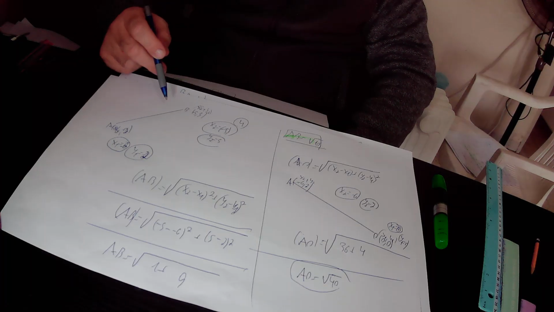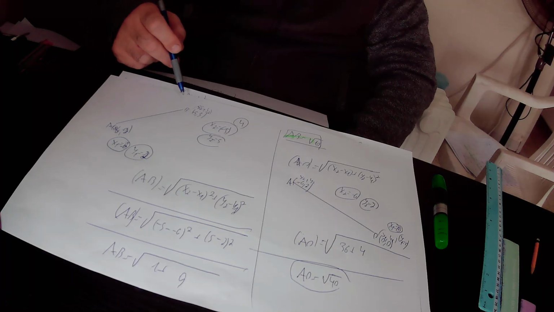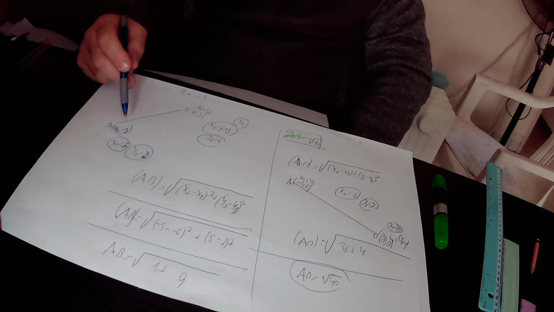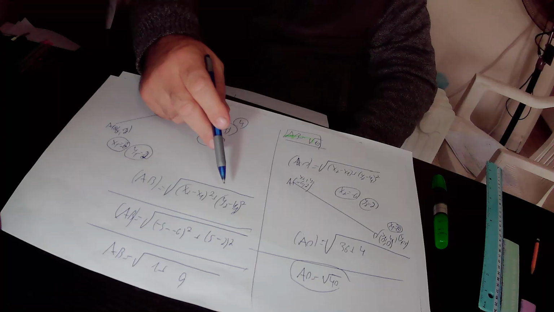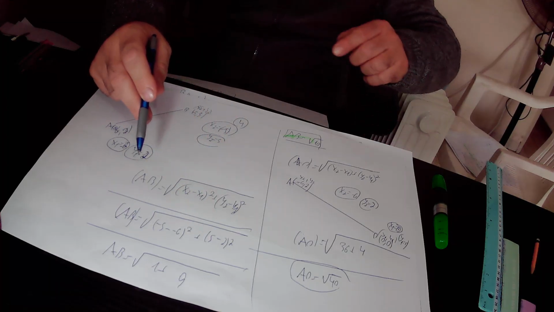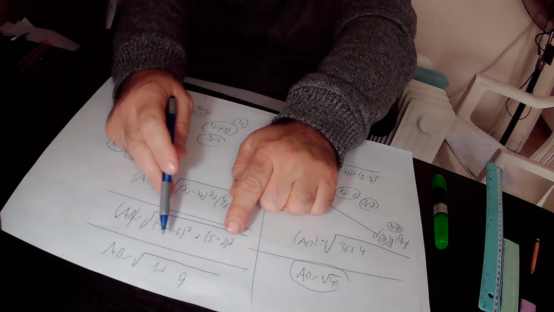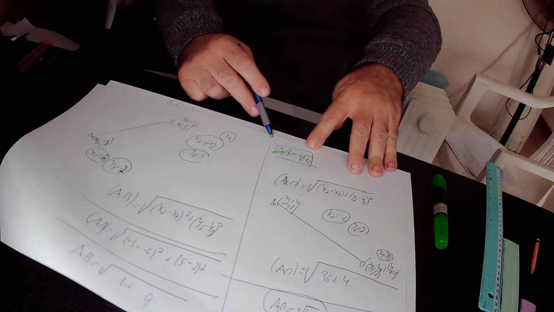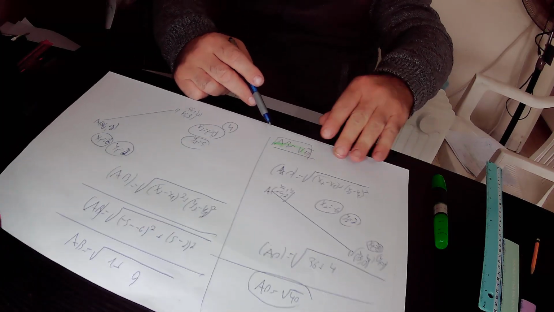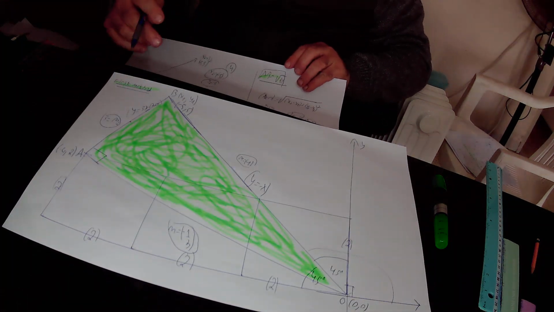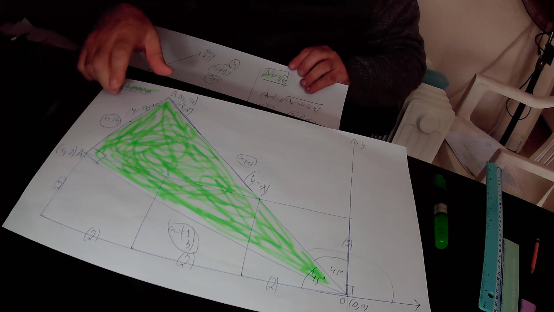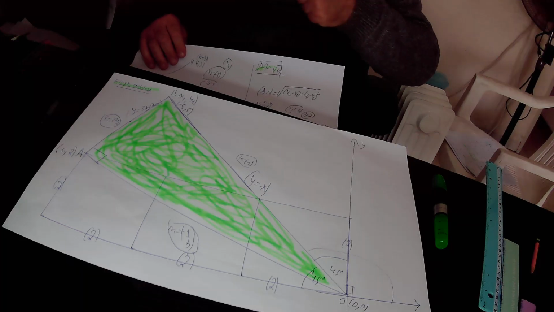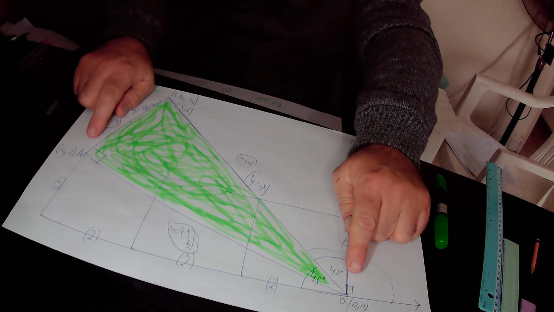y2 is 5, minus y1, which is 2. 5 minus 2 is 3, and 3 square is 9. So in total inside the root we have 1 plus 9, that is 10. So AB equals the square root of 10 units. I repeat that AB is the length of line segment AB, and AB is also the distance between points B and A.